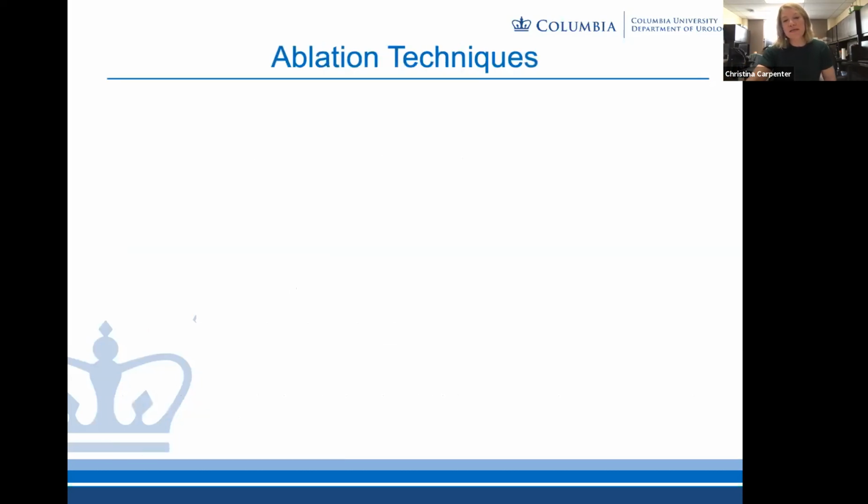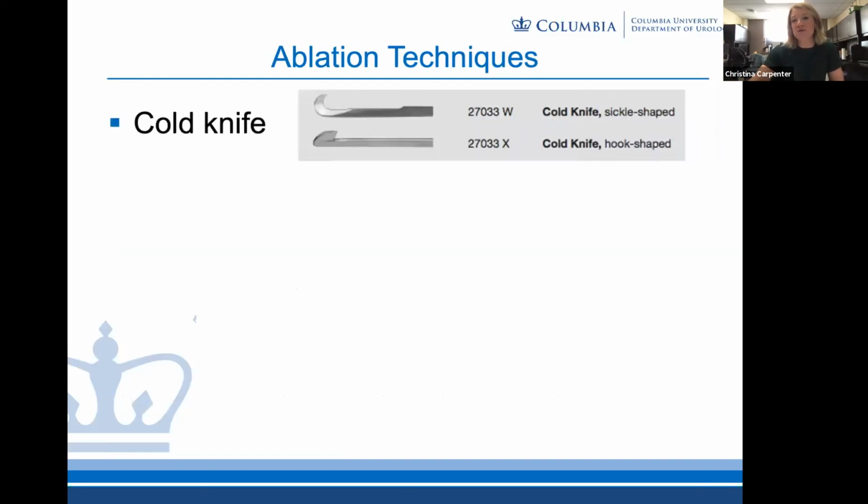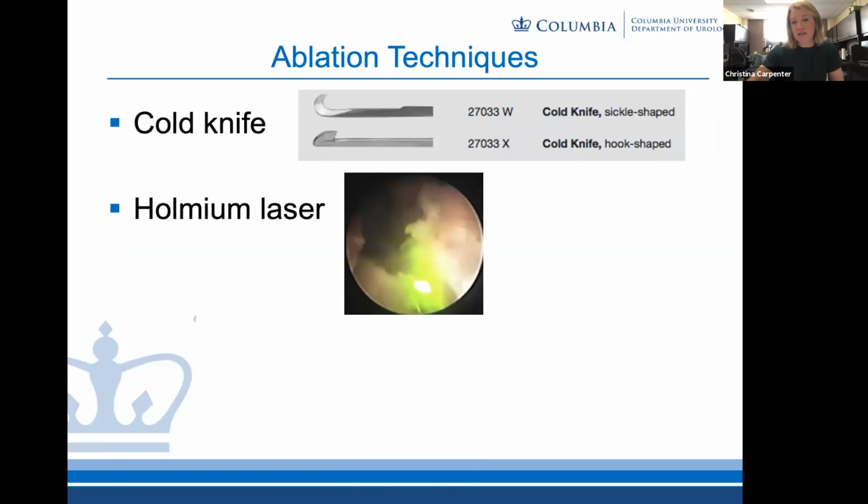So there are definitely different approaches to surgical ablation. My personal preference is to use a cold knife with an 8 French resectoscope. I use the sickle-shaped knife preferentially, but either is fine. There are other options as well. You can use the holmium laser, and you can use a Bugbee. So the benefit of these two is that sometimes the urethra is too small to accommodate an 8 French resectoscope, but you can use a smaller infant cystoscope and do the laser or the Bugbee.